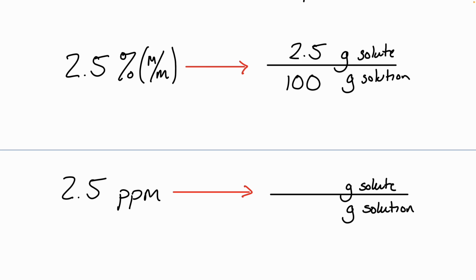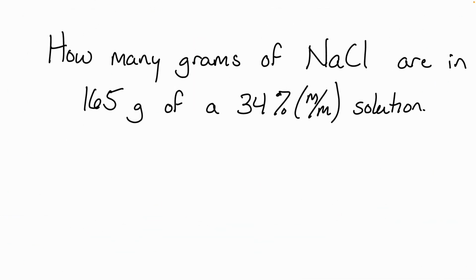All right, that would be 2.5 grams of solute, not in 1 gram of solution, but in how many grams of solution? 1,000,000, yep, 10 to the 6. ppm means that 2.5 ppm means there are 2.5 grams of solute in 1,000,000, 10 to the 6 grams of solution. Cool. All right, so given that, take a second and solve this problem for me.